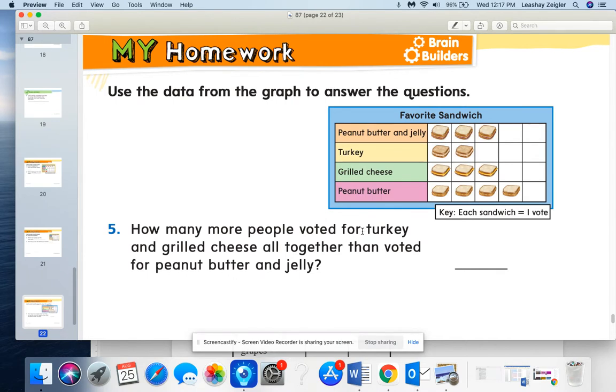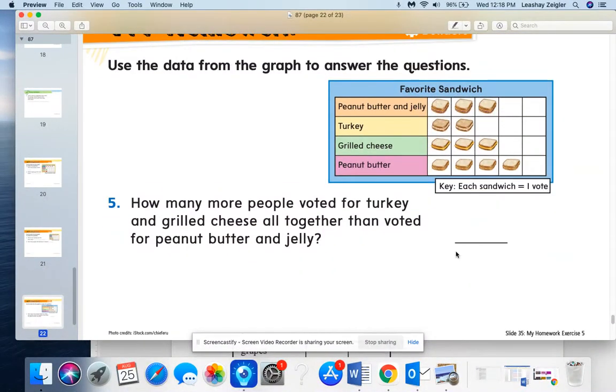So we need to add up how many had turkey and grilled cheese. Grilled cheese has 3, and there's 2 for turkey, so that's 5. Then for peanut butter and jelly, we have 3 votes. So we have 5 minus our 3, so your answer should have been 2. 2 more people wanted turkey or grilled cheese than peanut butter and jelly.